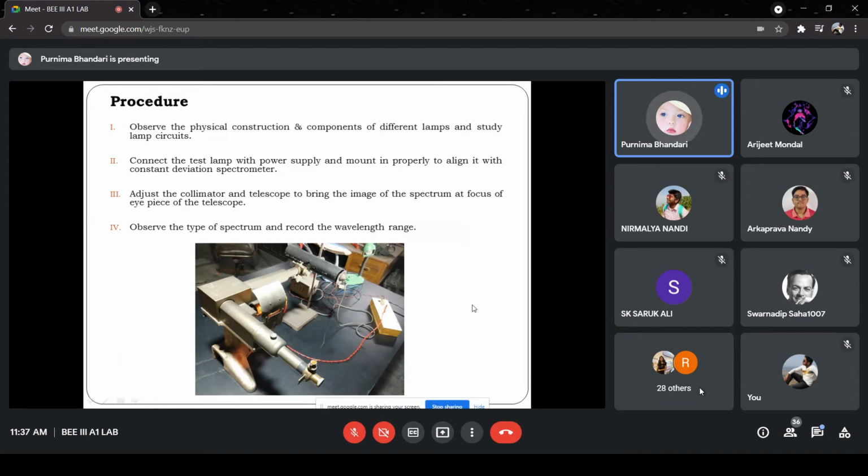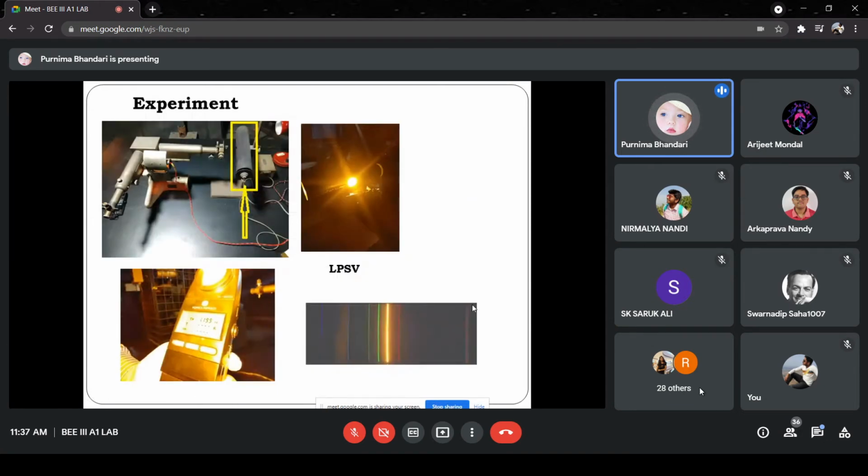So what is the procedure? First we have to calibrate. So how can we calibrate?